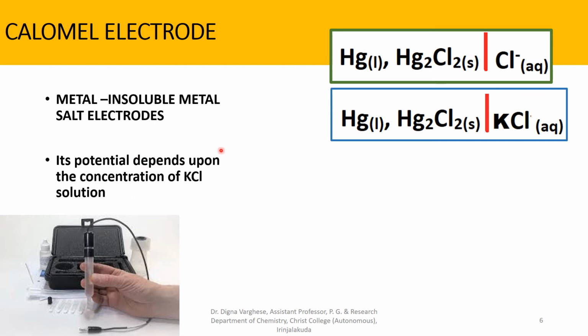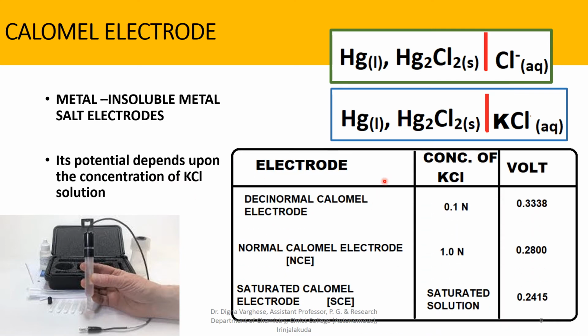The calomel electrode's potential depends upon the concentration of the potassium chloride solution used. There are 3 different concentrations of potassium chloride that you can see in the table given here.